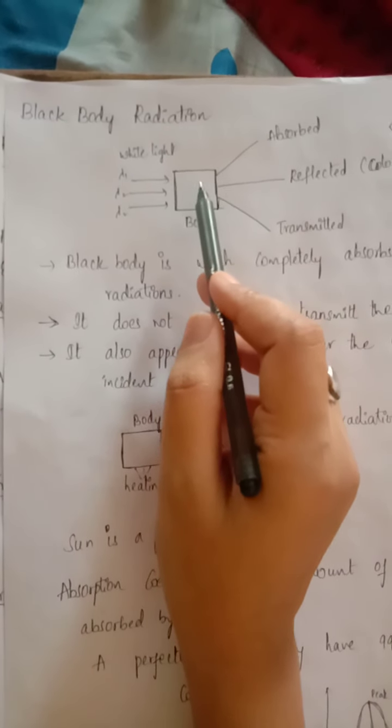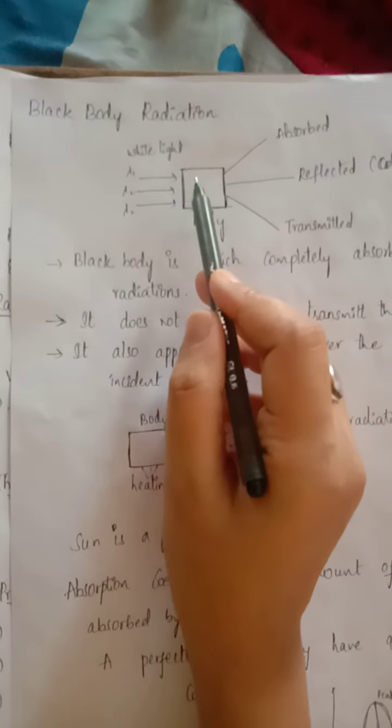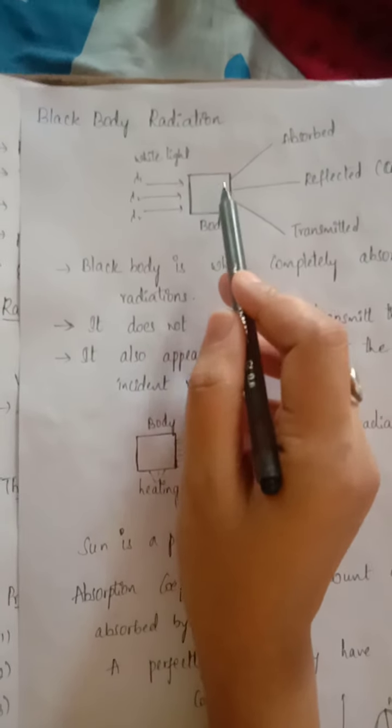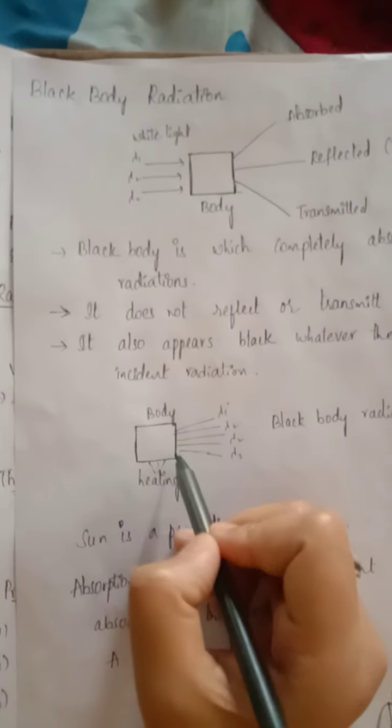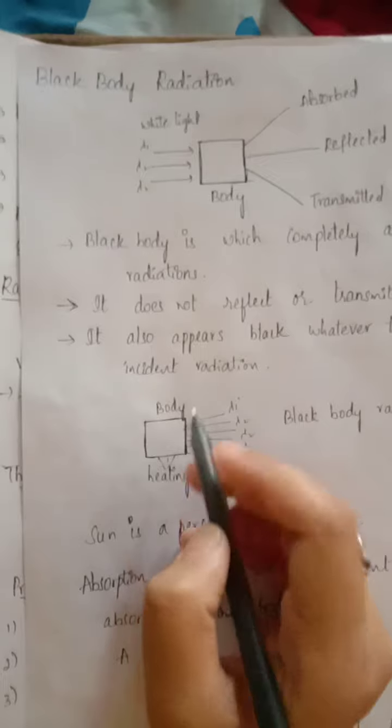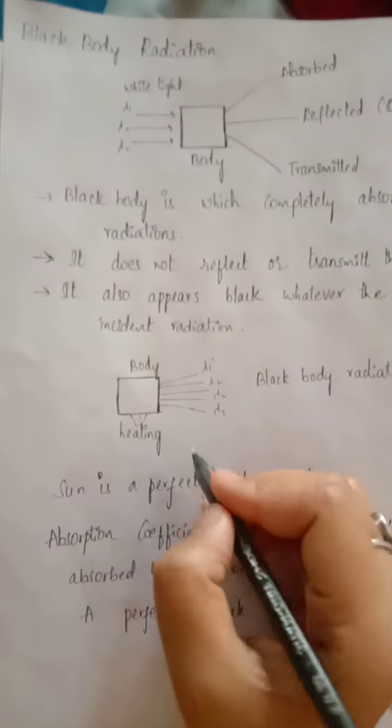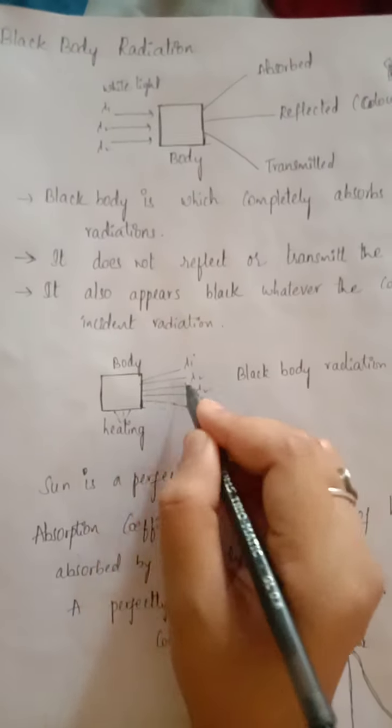From Kirchhoff's law, a good absorber is also a good emitter. Whenever we heat the black body with a heating source, it will emit all the wavelengths.